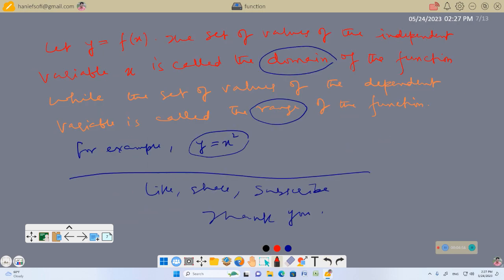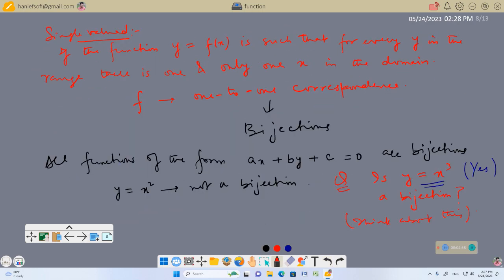Then we moved further. We talked about bijections. We said if there is a function y is equal to f of x such that for every y in the range there is one and only one x in the domain, then the function f is called a one-to-one correspondence or bijection.